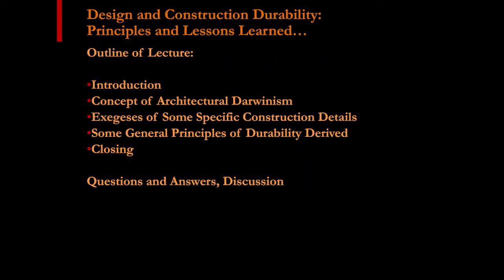I'm going to give a little bit of an introduction. I'm going to describe the concept of architectural Darwinism, give a few exegeses or detailed breakdowns and explanations of a couple key construction details, and then extrapolate that into some broader general principles of durability that I think we should all carry forward in our design, and actually have a little handout on those that you can get on your way out. And then a closing, and then I'd love to take your questions and answers and discussion.